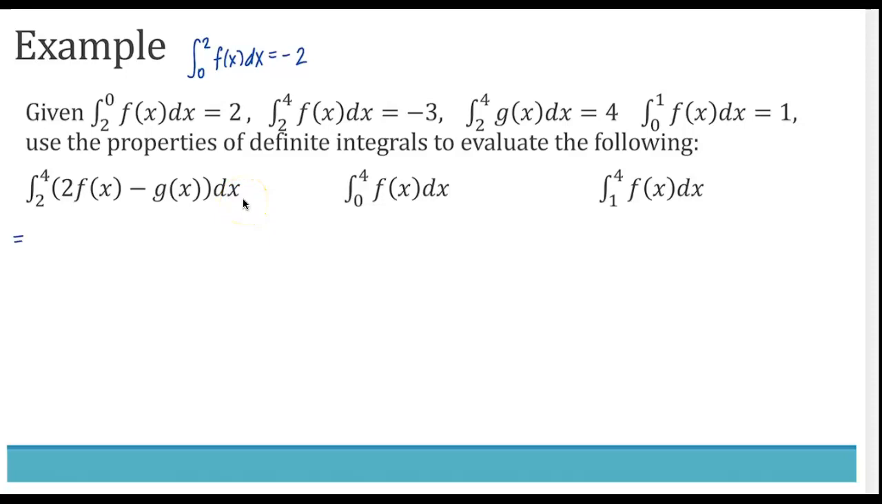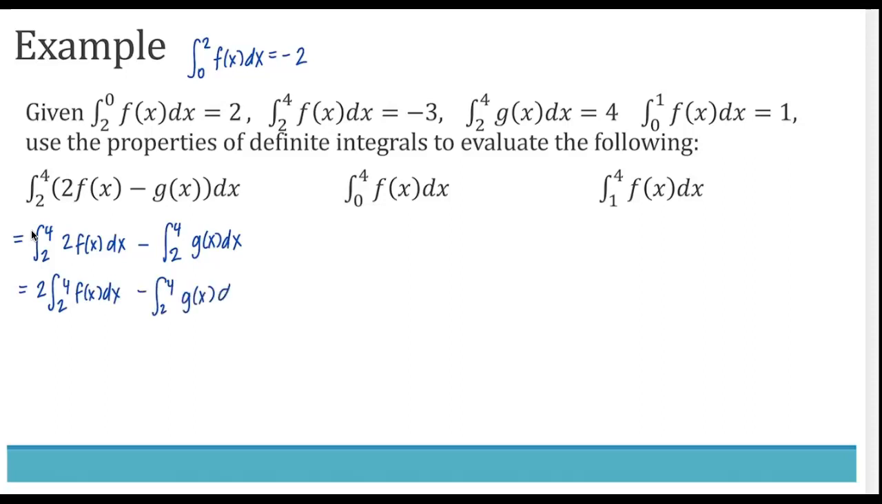So let's use a property that says we can split this up to be the integral from 2 to 4 of 2 times f of x dx minus the integral from 2 to 4 of g of x dx. Being incredibly careful not to forget the differential. The differential is important. It tells us what to integrate with respect to, and it is a requirement. So now I'm going to take this 2 for my properties of definite integrals and move it to the front since it is multiplied in there. So 2 times the integral from 2 to 4 of f of x dx minus the integral from 2 to 4 of g of x dx.